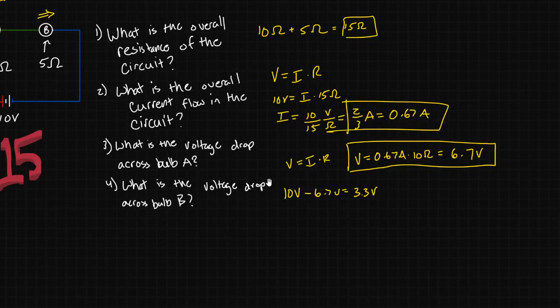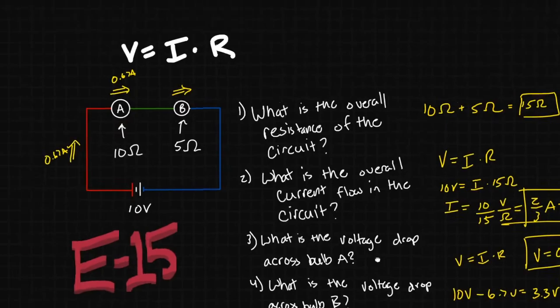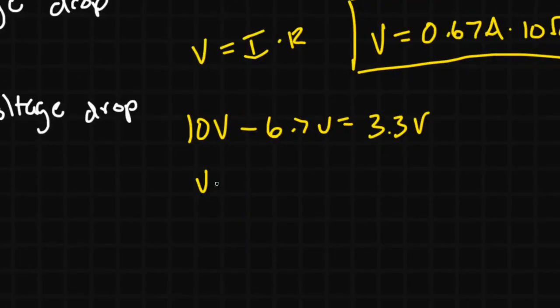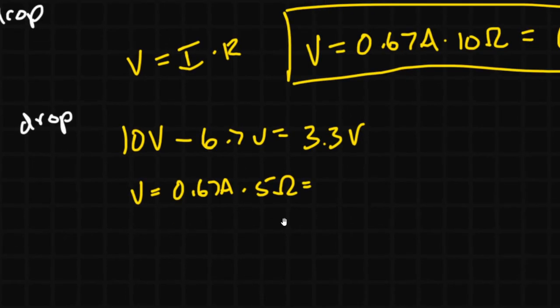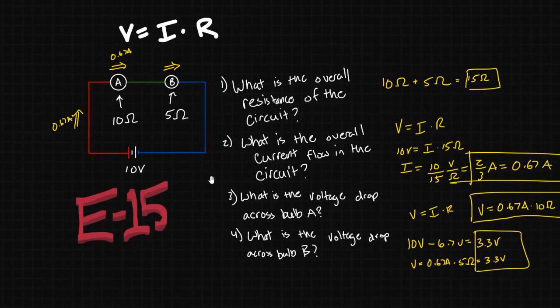But we could even check that here by using our equation with this 5 ohms. So in the 5 ohms, we know that the voltage drop will be equal to the current times the resistance, which ends up being 3.3 volts. Same answer either way. So this equation here works either way. It works for the whole circuit, but it also works for the individual parts of the circuit.